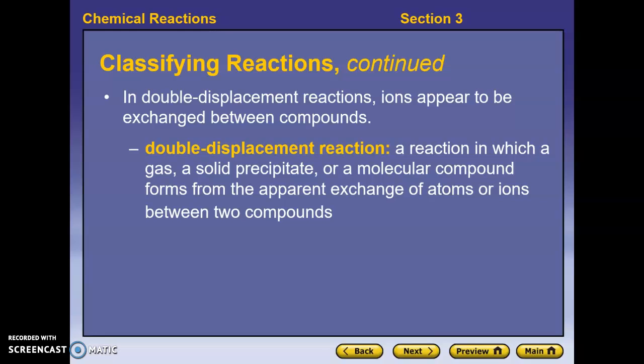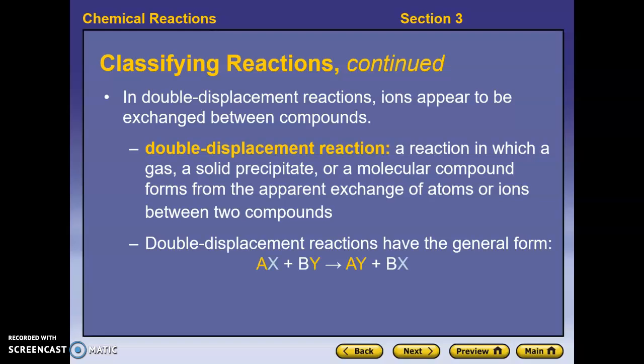Double displacement reactions often result in a solid precipitate. It is very, very frequent that we will see that. But what matters the most is that we understand that the two compounds are switching partners. So it might look something like this. AX plus BY switches partners, and A ends up with Y, and B ends up with X.